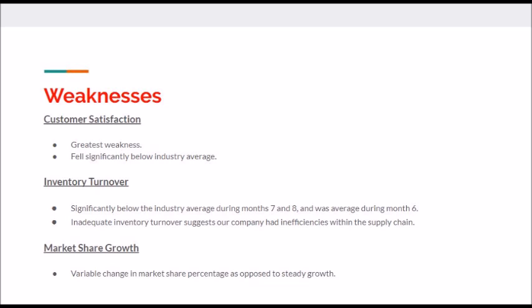Inadequate inventory turnover suggests our company had inefficiencies within the supply chain. This also contributed to increased carrying or holding costs to carry extra inventory, which reduces our net profit.